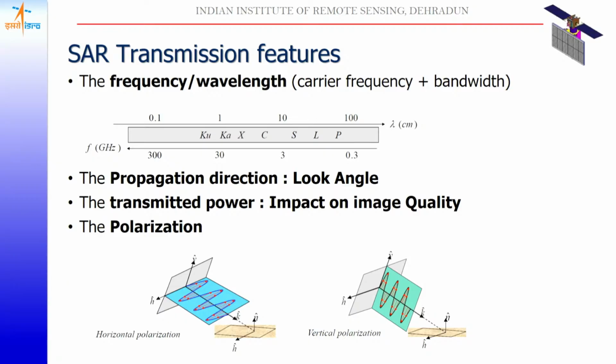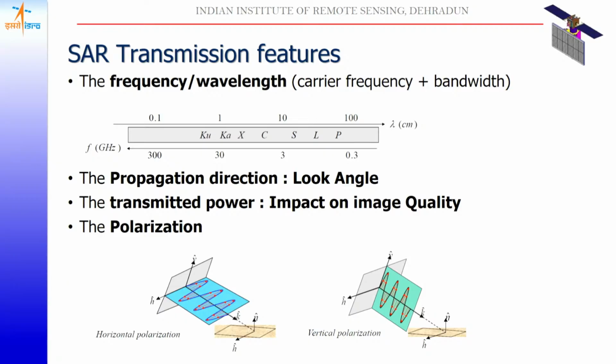The third parameter is the transmitted power, what power we are transmitting. Because SAR is an active sensor, we have to transmit enough power so that the return signal has enough energy and we can detect the signal. It will impact the image quality, because if the transmitted signal is not high, it will affect the image quality and we will not get good SAR images.